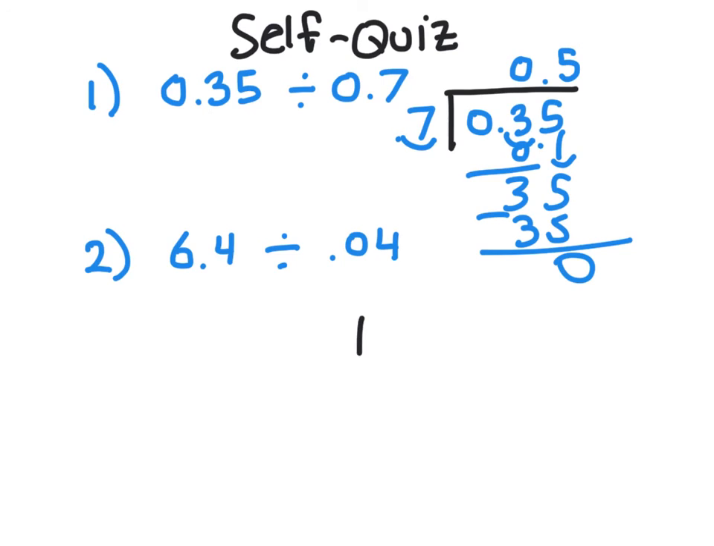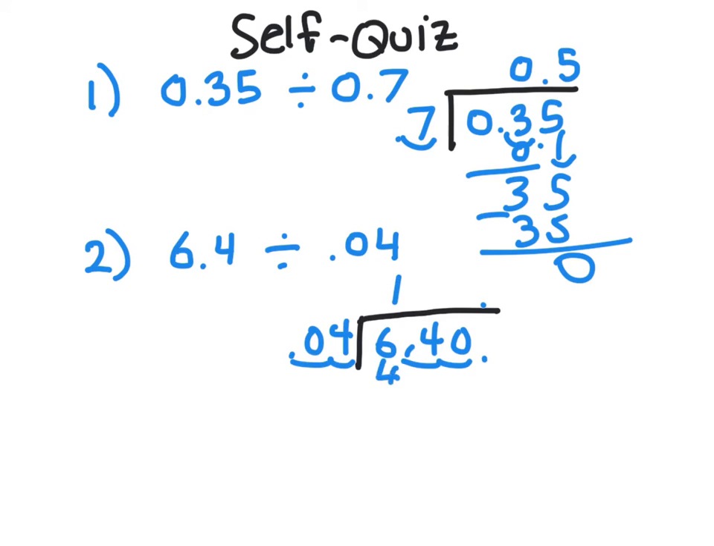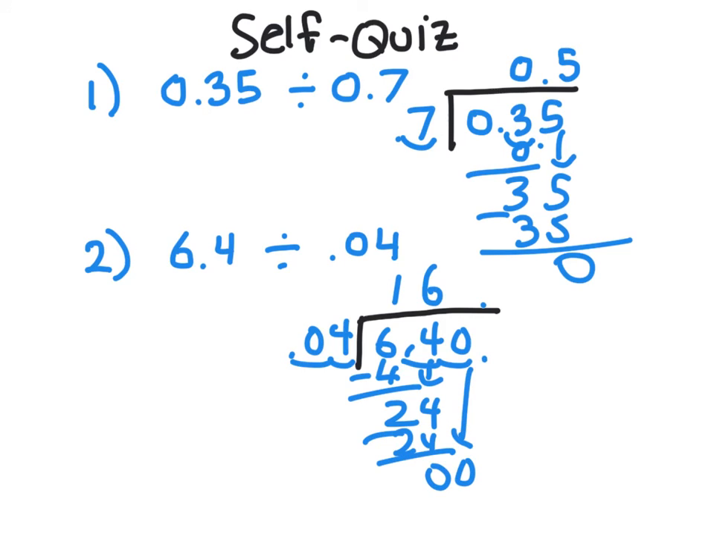Okay, let's try another one. So the second answer, you set it up 6 4/10 and then 4 hundredths on the outside with the decimal 2 places to the right. So this is going to be 4 into 640. So 4 will go 1 time into 6 with 2 remainder, bring down the 4. 4 goes 6 times into 24 with no remainder, but I still have a 0. So I get 160. So how'd you do?